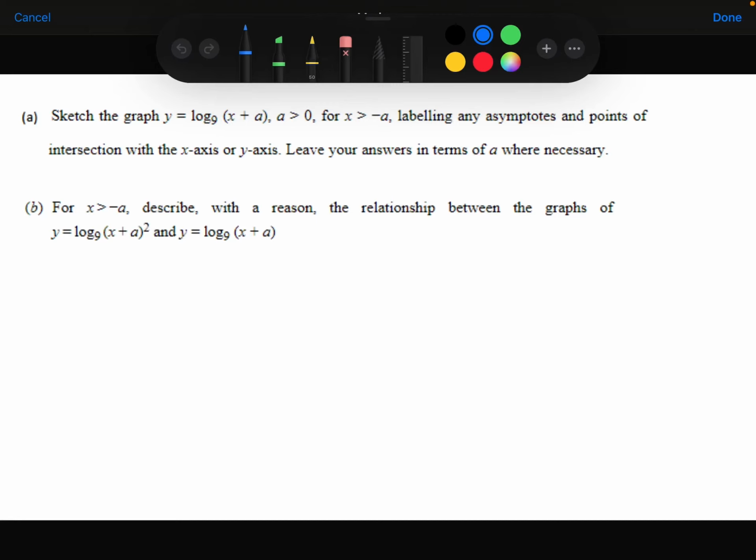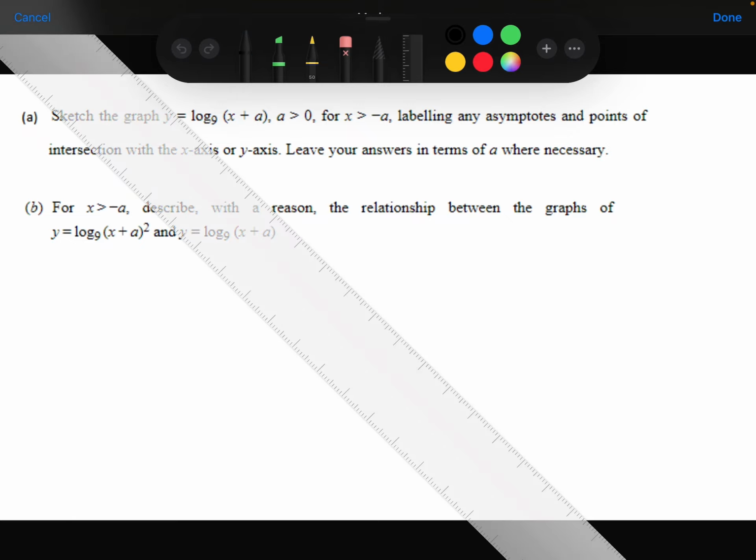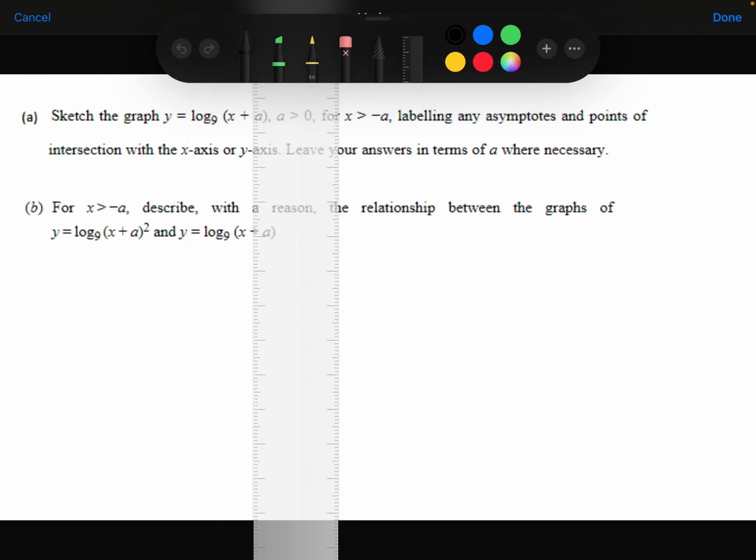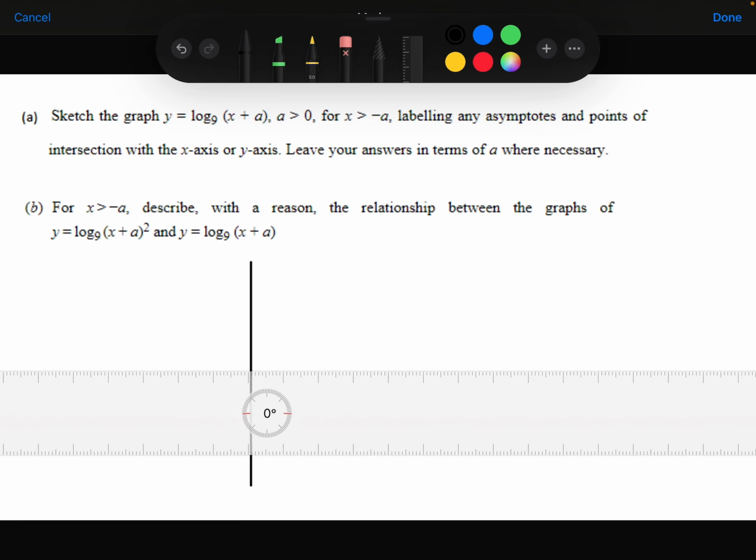Sketch the graph of y equals log base 9 of x plus a, where a is greater than 0 for x is greater than minus a, labelling any asymptotes and the points of intersection with the x or y axis, leaving your answers in terms of a when necessary. So let me just draw a set of axes, and then we'll talk about the approach we're going to use with this question.